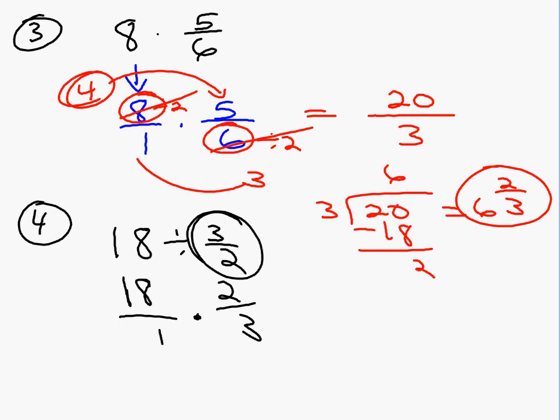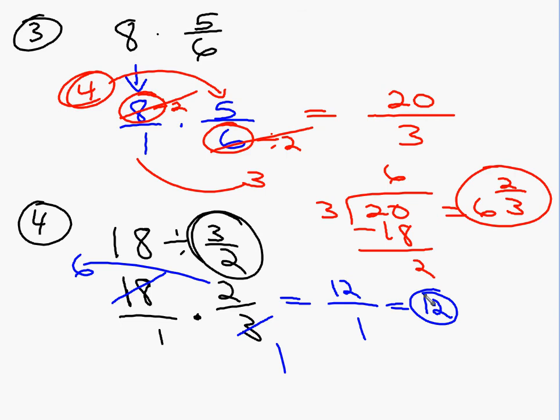Okay? So what's the biggest number that will go into 3 and 18? Isn't it 3? 3 divided by 3 is 1. 18 divided by 3 is 6. And then multiply across. 6 times 2 is 12. 1 times 1 is 1. The answer is 12. All right? And we are going to stop there for today.